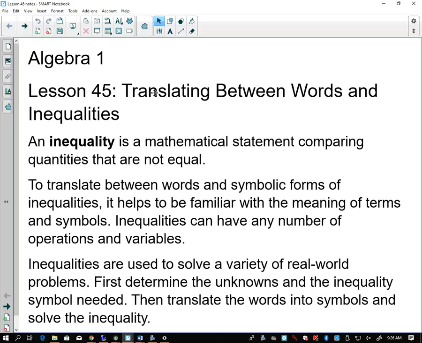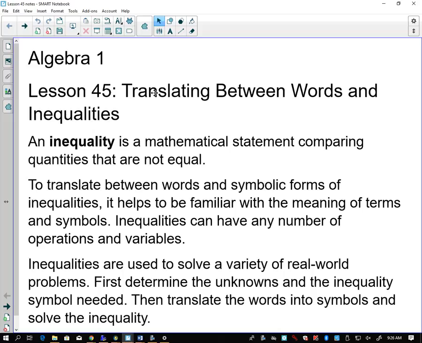So to translate between words and symbolic forms of inequalities, it helps to be familiar with the meaning of those terms and symbols. Math, just like anything else, success is based upon understanding the vocabulary, right? We have vocabulary terms in math all the time. Usually they're bolded. At the beginning of the year, we did a lot of Quizlet stuff where we were just trying to learn what the terms meant. Hopefully, we don't need as much of that.